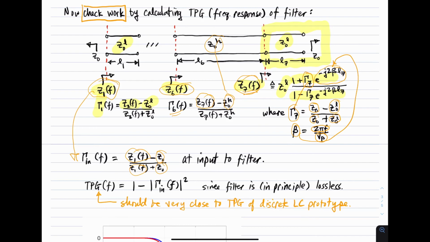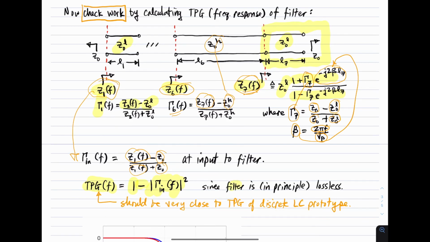Well, now what? Now we can get the transducer power gain, which is a function of frequency. The transducer power gain is, as always, the power delivered to the output relative to the power available from a conjugate matched source. In this case, that's simply 1 minus the power which is reflected. And the power which is reflected is the magnitude of gamma in squared, because any power which is not transmitted into the filter is reflected. So if I calculate the power which is reflected and subtract that from 1, I've got the fraction of power which was transmitted into the filter.